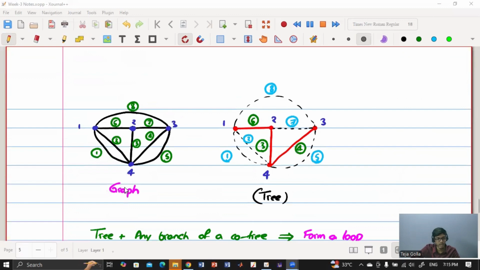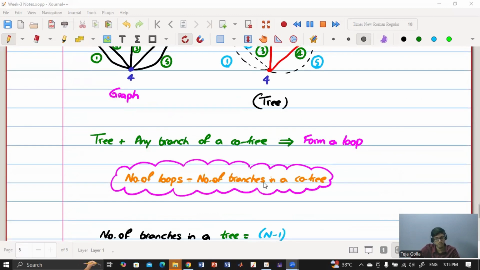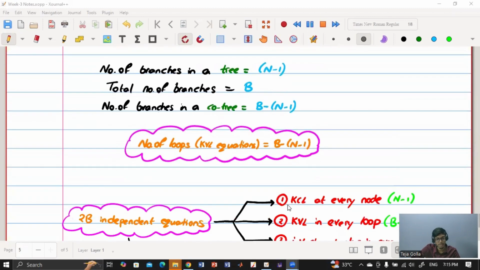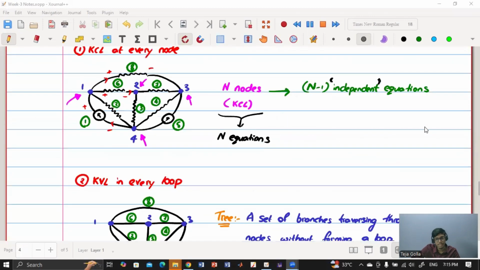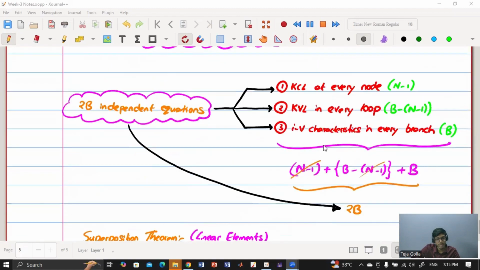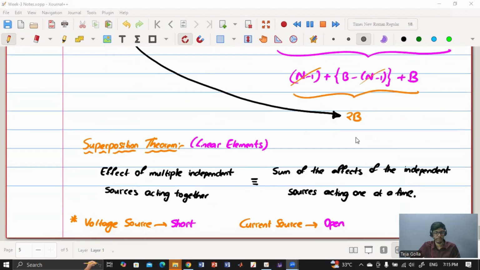We started with the graph, and then we discussed something called a tree, and then we realized the number of loops is equal to the number of branches in a cotree. And the number of branches in a cotree is the total number of branches minus the number of branches in a tree, which is b minus (n minus 1). So here we'll get b minus (n minus 1) equations. So the total number of equations are n minus 1 from KCL, b minus (n minus 1) from KVL, and b from the IV characteristics. Totally we'll get 2b independent equations.